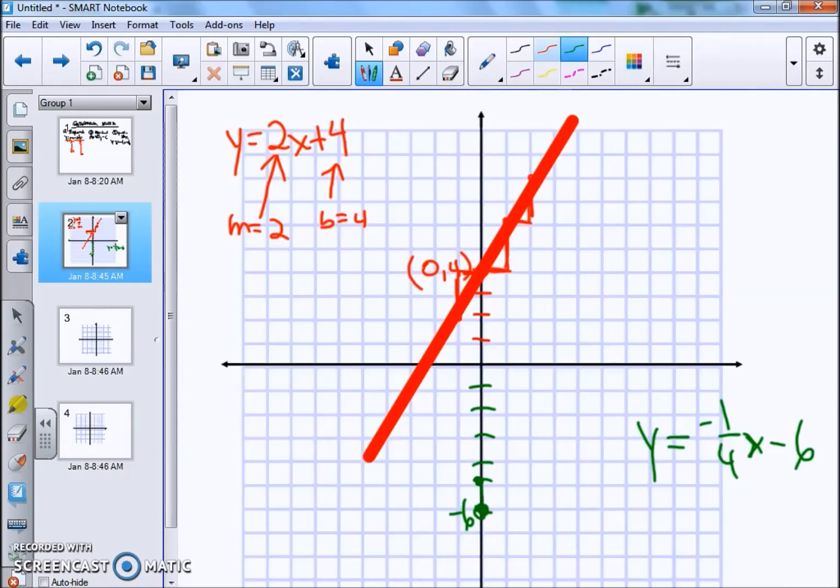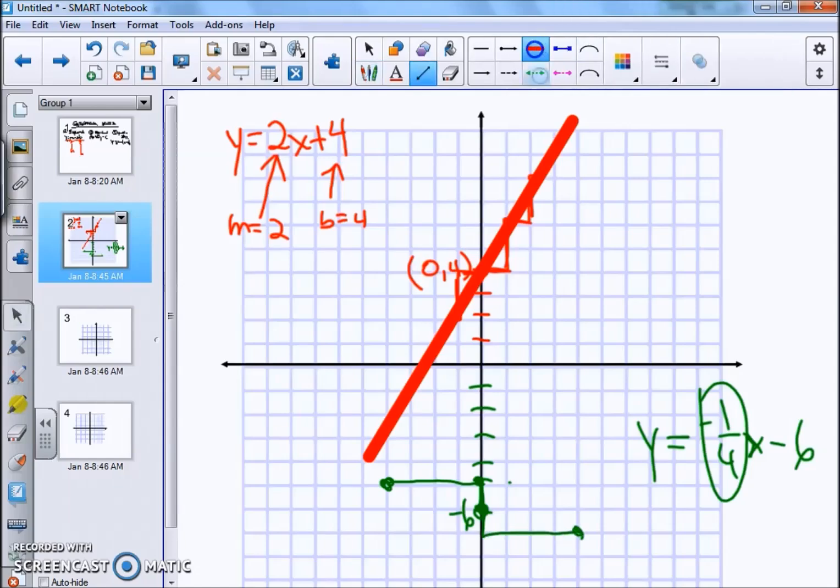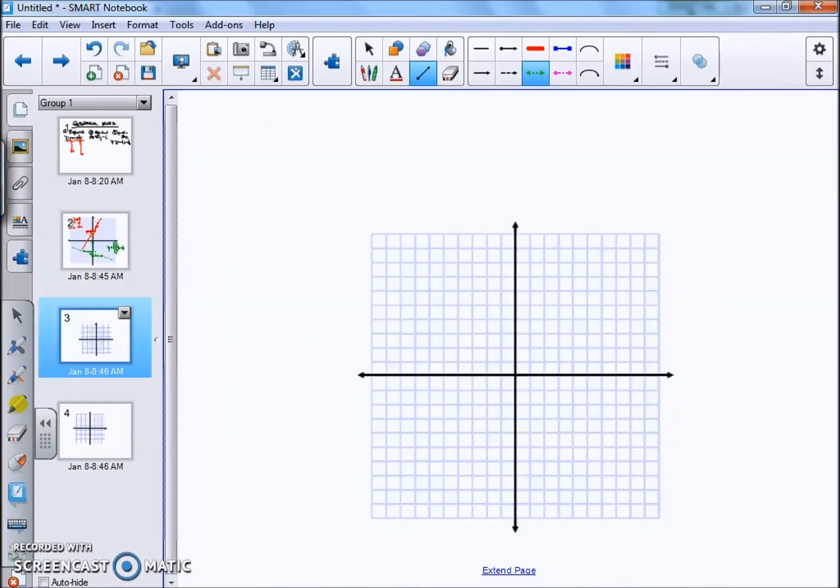Which way do I have to go 4? To the right? No, because it's negative 1/4. So one direction has to be positive and one direction has to be negative. If we go in a positive direction here, we have to go in a negative direction here. If we went in a negative direction here, we would go in a positive direction here. So I have these points, and then I draw my line. So that's the way to graph using slope-intercept form.